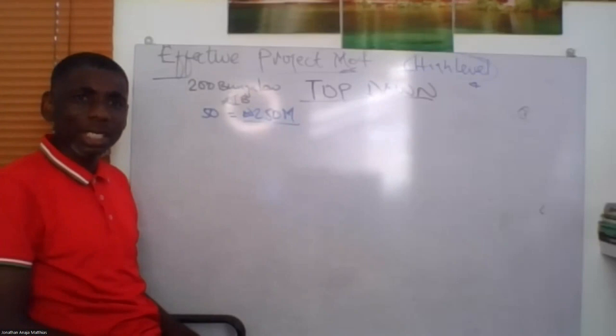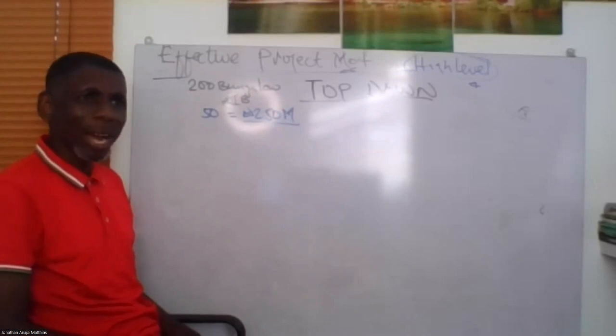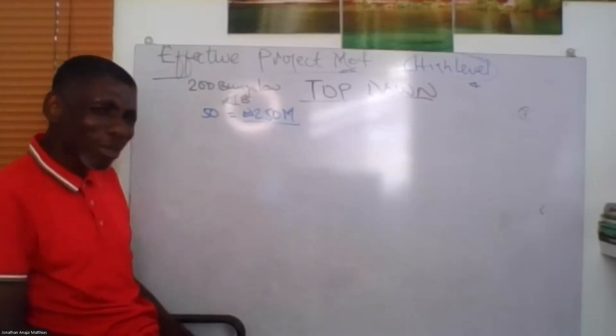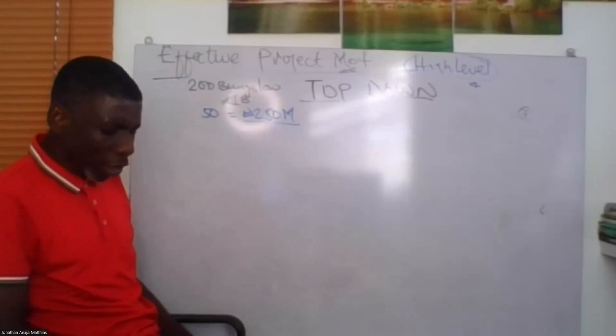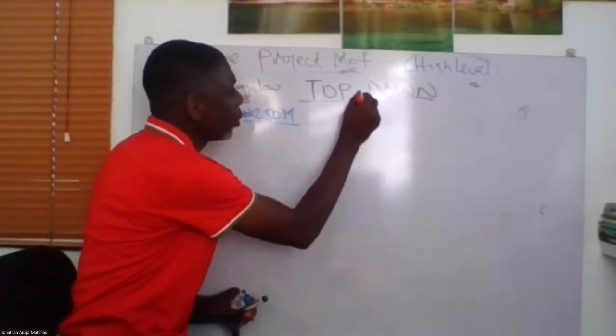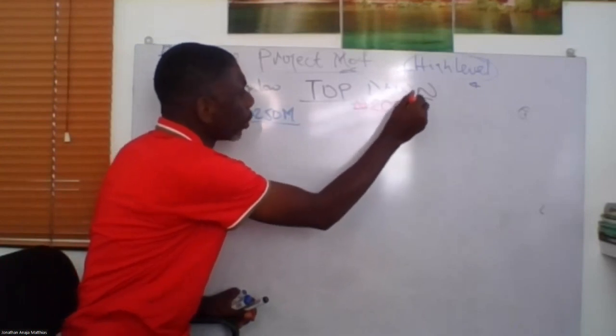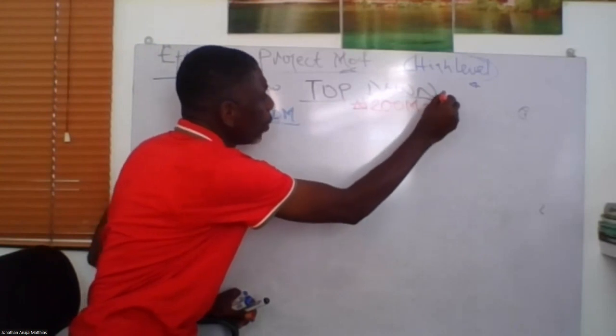What if my client shouts? I say, what? No, I don't have 250 million. Can't we do this 50 bungalows for 200 million? You know what the client has done? The client has given you an envelope, 200 million, to do 50 bungalows.